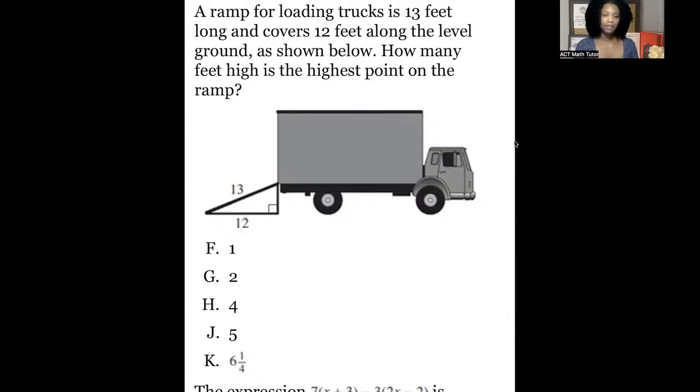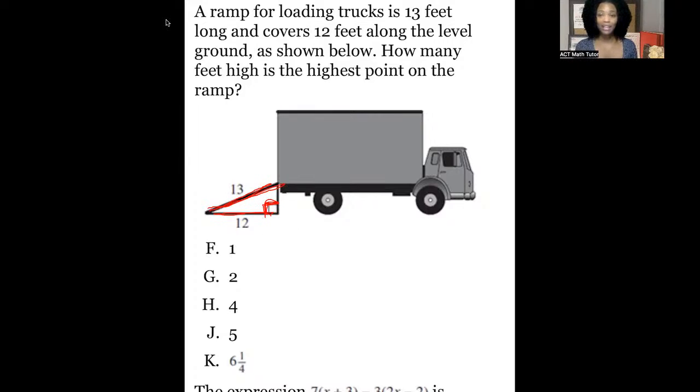So this first problem says a ramp for loading trucks is 13 feet long and covers 12 feet along the level ground as shown below. How many feet is the highest point on the ramp? So you can see the ramp here drawn at the back of the truck. We have the longest side here is 13, and then along the ground is 12. And notice the right angle there, okay, 90 degrees.